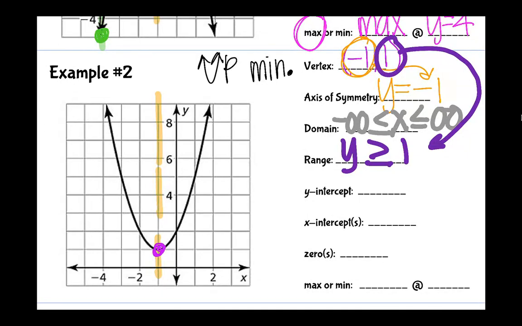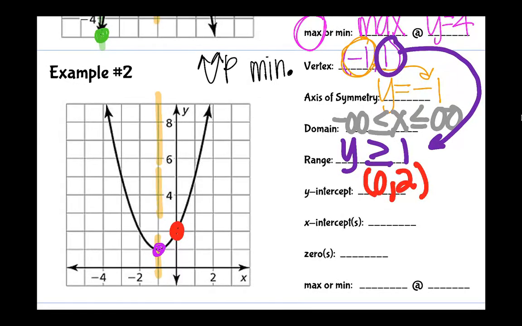Y-intercept, it's where it's crossing the y-axis. And it is crossing the y-axis right here. There we go. And that is 2. So over 0, up 2.